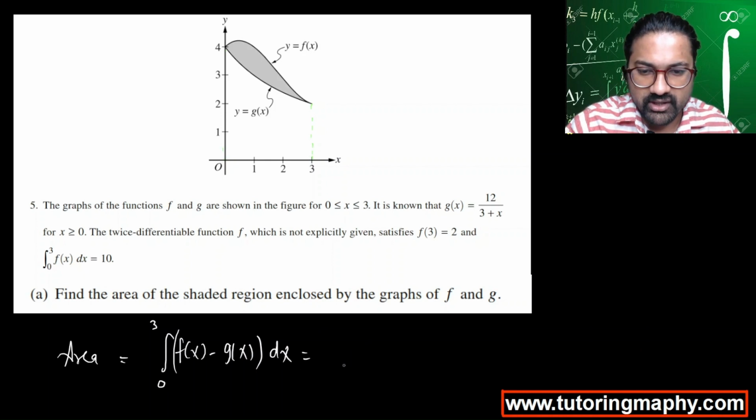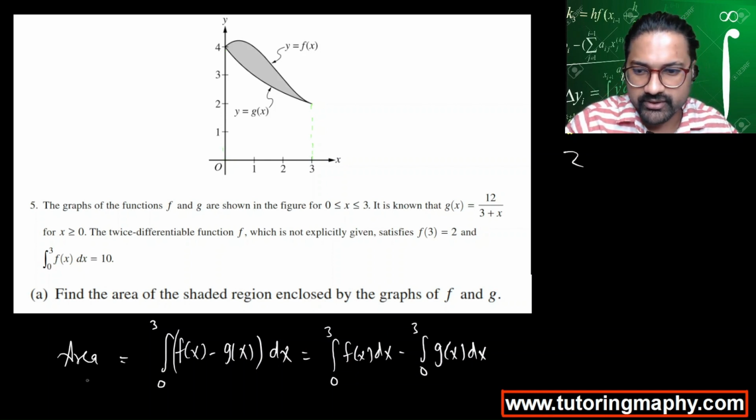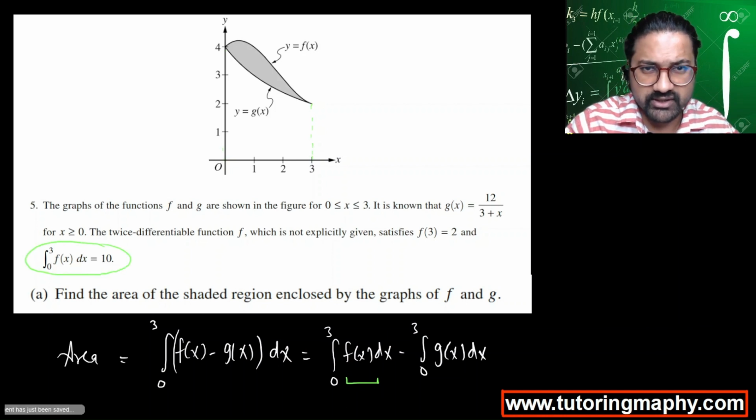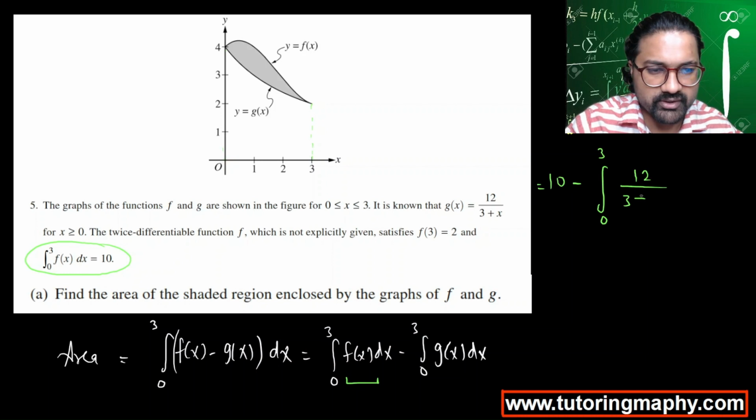This can be broken down, of course. So this is going to look like the integral from 0 to 3 of f of x dx minus the integral from 0 to 3 of g of x dx. I'm going to continue my work over here. Okay, this is already given. Fortunately, they have given the value of the integral from 0 to 3 of f x dx as 10, so I'm going to sub that in as 10. And the equation of g is also given to us, which is 12 over 3 plus x.